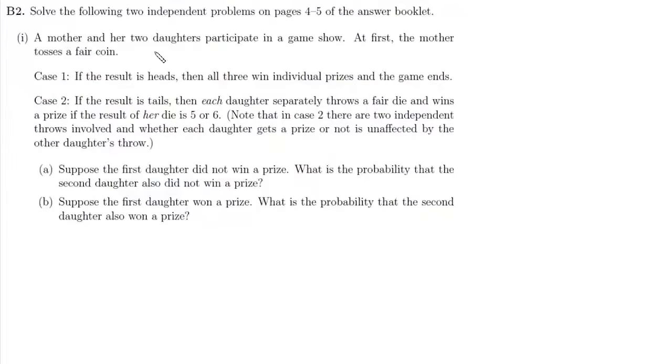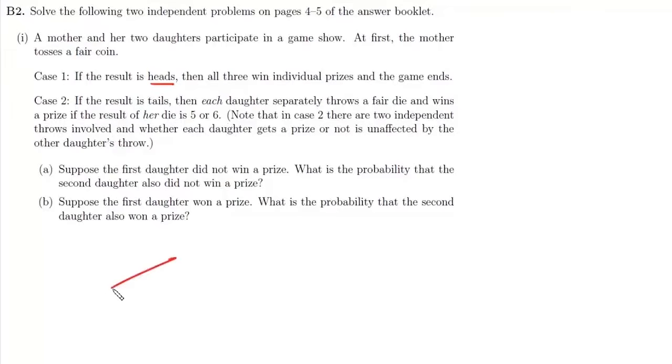Now here the question is, a mother and her 2 daughters participate in a game show. At first, the mother tosses a fair coin. If the result is heads, then all 3 win individual prizes and the game ends. And if the result is tails, then each daughter separately throws a fair die and wins a prize if the result of a die is 5 or 6.